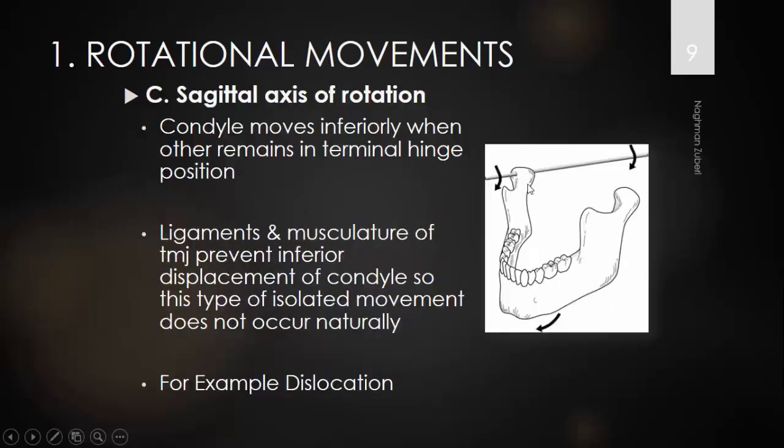Then comes sagittal axis of rotation. The condyle moves inferiorly when the other remains in terminal hinge position. This one is remaining in the terminal hinge position and one is moving inferiorly. The ligaments and musculature of the TMJ prevent inferior displacement of the condyles, so this type of isolated movement does not occur naturally but occurs only in terms of dislocation.